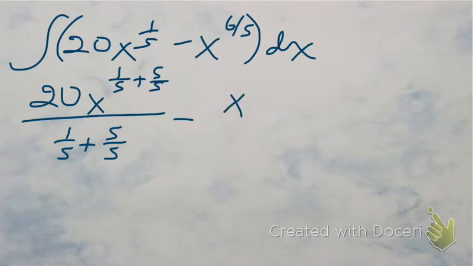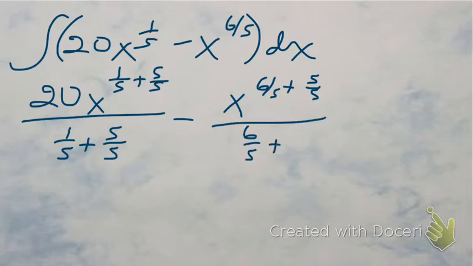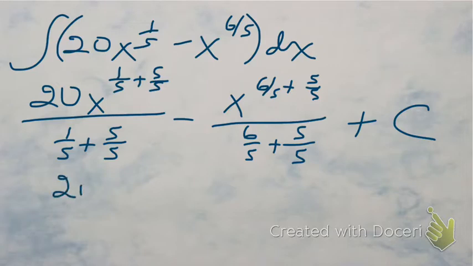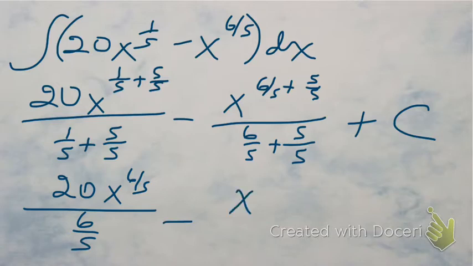Take away, that's x to the 6/5. When we add 1, that's the same as 5/5, just like 2/2 and 3/3. Divide by that same number, 6/5 plus 5/5, and of course the constant of integration. This is 20x to the 6/5 divided by 6/5, take away x to the 11/5 divided by 11/5.